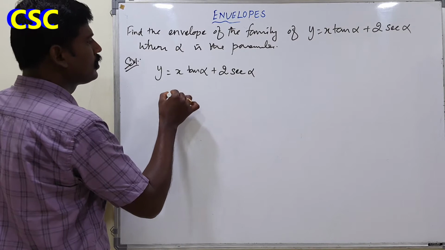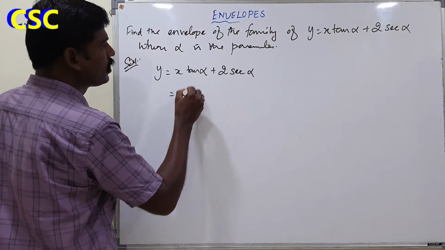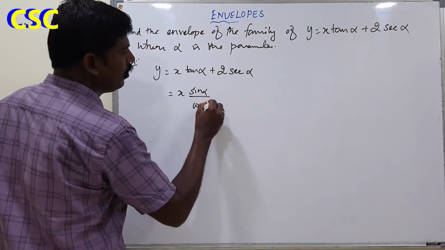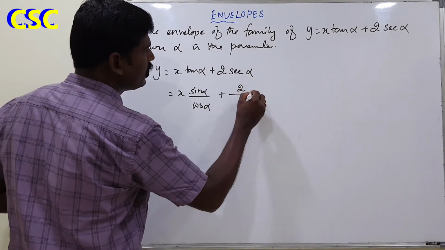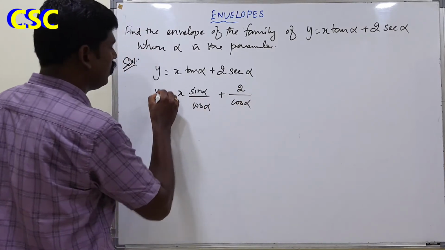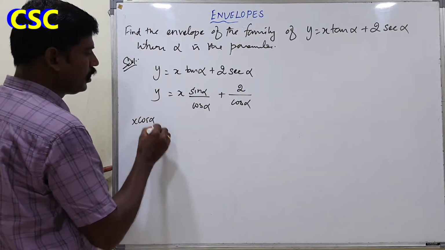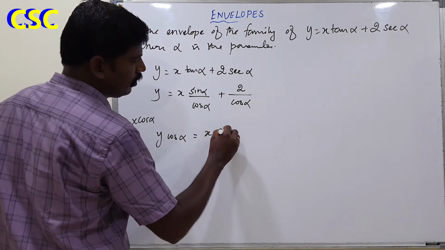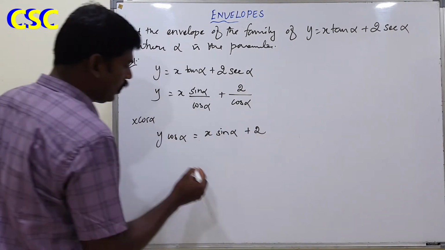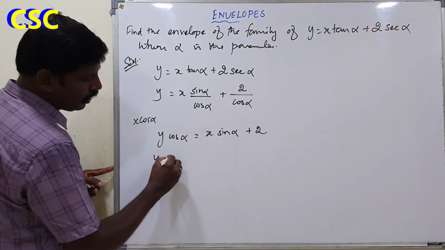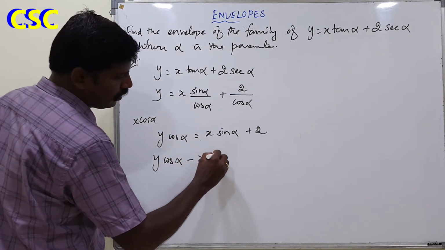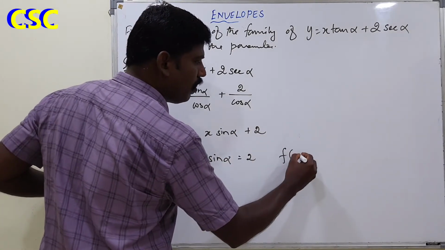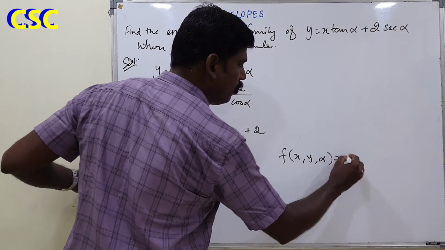So this can be written in terms of sine and cos. So x into, what is tan alpha? Sine alpha by cos alpha, plus 2 by secant alpha can be written as cos alpha, isn't it? Now multiply it by cos alpha. What will you get? Y into cos alpha equal to x sin alpha plus 2, right? So this can be written as y cos alpha minus x sin alpha equal to 2. So now this equation is in the form of f of x comma y comma alpha equal to 0, isn't it?